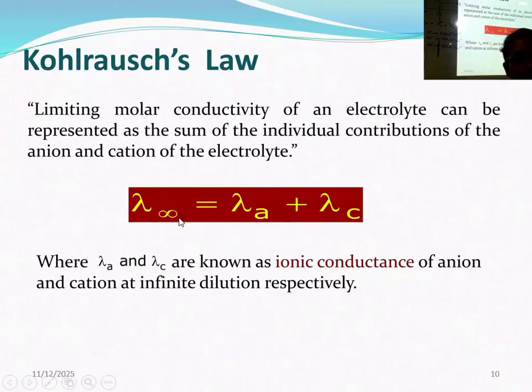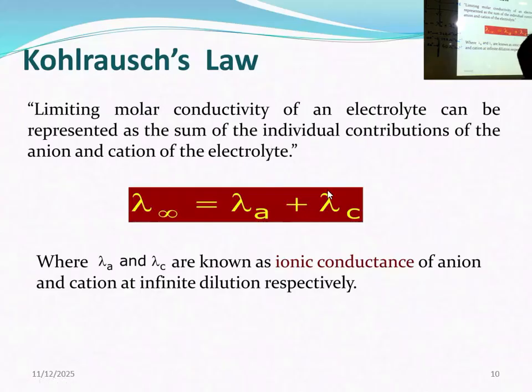This is lambda at infinite dilution, that's why the infinity symbol is given. For infinite dilution, we can put 0 for zero concentration, or infinity for infinite dilution. Same thing actually. If you use the 0 symbol, you are signifying zero concentration, and if you give infinity, that means infinite dilution. So at infinite dilution, the total conductance equals anionic conductance plus cationic conductance. That is called Kohlrausch's law.